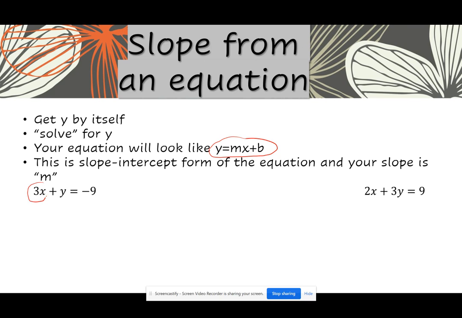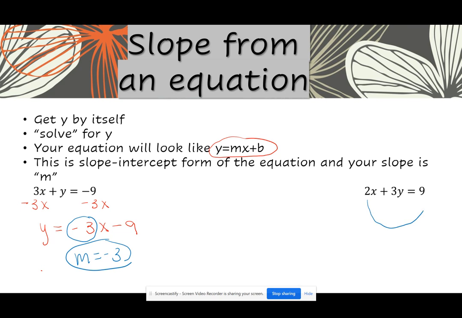So you're going to add or subtract any x term to the other side first, then divide by whatever coefficient is in front of the y. And then whatever number is connected to your x, that's your slope. So in this case, we have to subtract 3x to the other side. Since it's positive, you do the opposite sign. We get y equals negative 3x minus 9. Nothing's connected to that y, so this just is our slope. Our slope is negative 3. It's whatever's connected to that x.